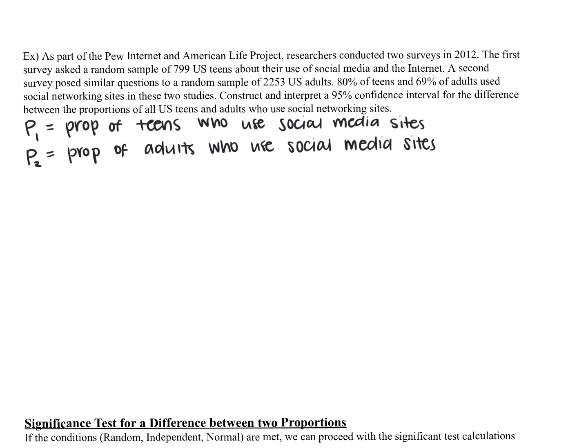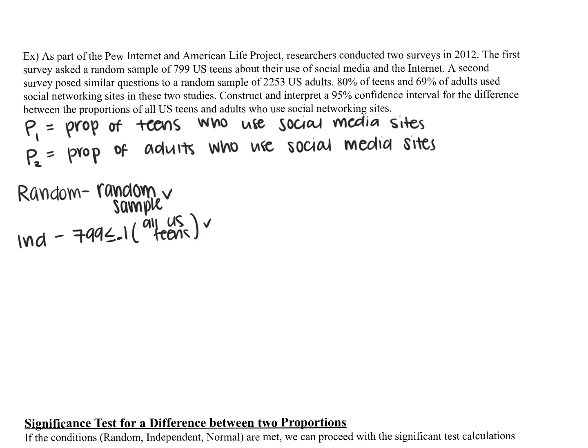Now I want to check my conditions. We'll start with random, and it does say for both that they did a random sample. Next, we want to check independent. So 799 needs to be less than or equal to 10% of all U.S. teens, which there's at least around 8,000 of those. And then 2253 has to be less than or equal to 10% of all U.S. adults, which there's at least 22,000 of those.